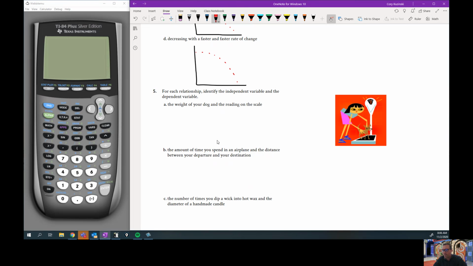Now we're going to list the independent and dependent variables. So which one can you affect and which one is being affected by the other? Okay, the weight of your dog and the reading on the scale. Well, the dog's weight is what determines the reading on the scale. So we'll say it like this. Independent: the dog's weight. Dependent: the reading on the scale. The reading on the scale is dependent on the weight of the dog.